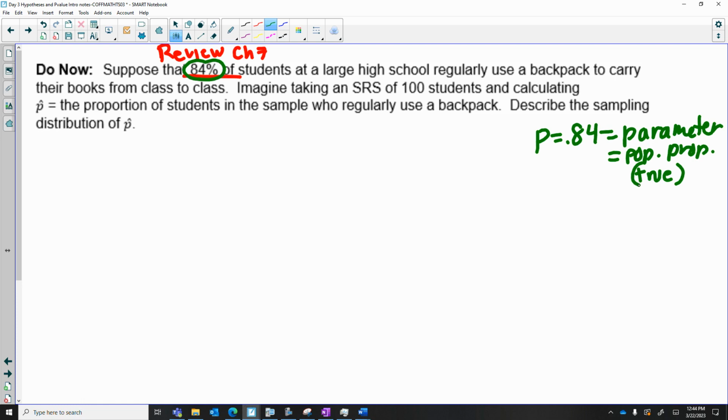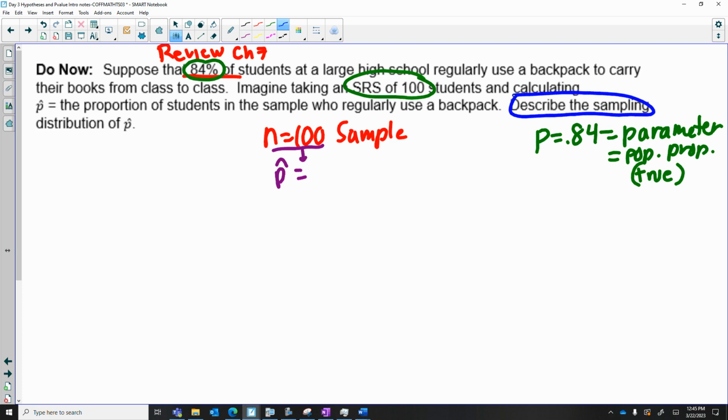Imagine taking a simple random sample of 100, that's n, the sample size, and calculating the p hat for that, the proportion of people out of this sample who carry a backpack. Describe the sampling distribution of p hat. So we've been doing this all along, and remember when we describe, we have to remember our SOCS. So describe really means shape, outliers, center, and spread. We're specifically going to just hit shape, center, and spread here.